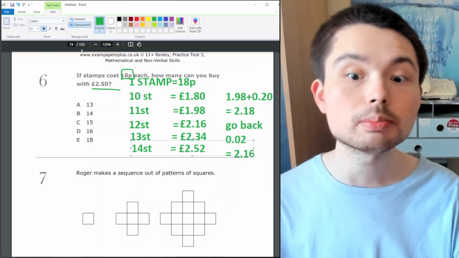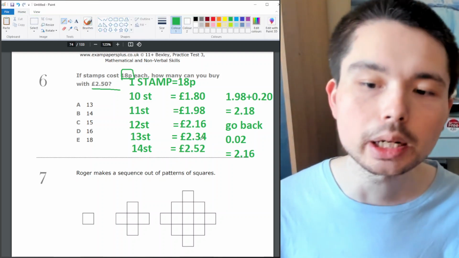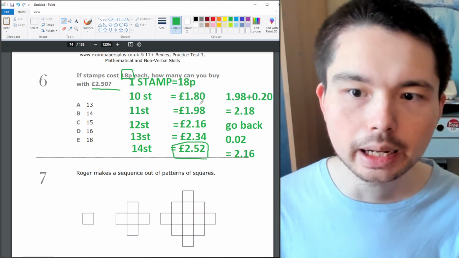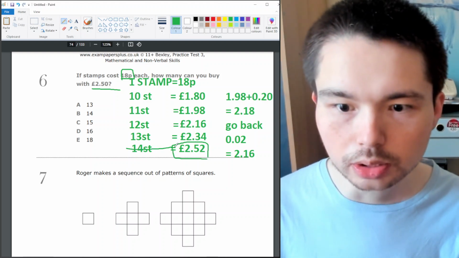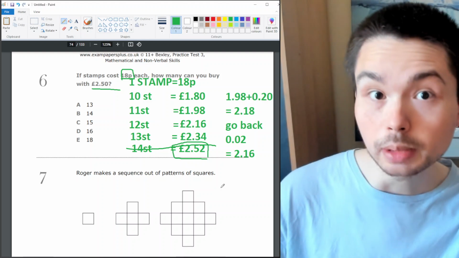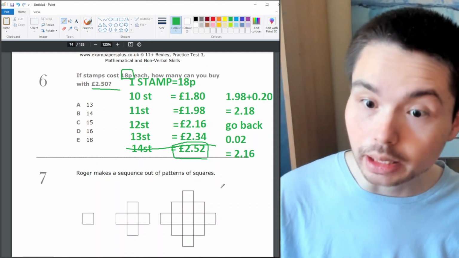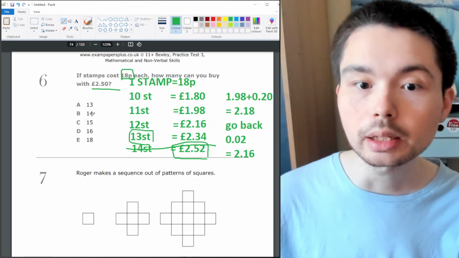So we cannot buy 14 stamps. Why? Because we are over. By how much? 2p. So cross that off. We can't just suddenly get 2p more. We don't have that amount of money, so we go with the previous line, 13.